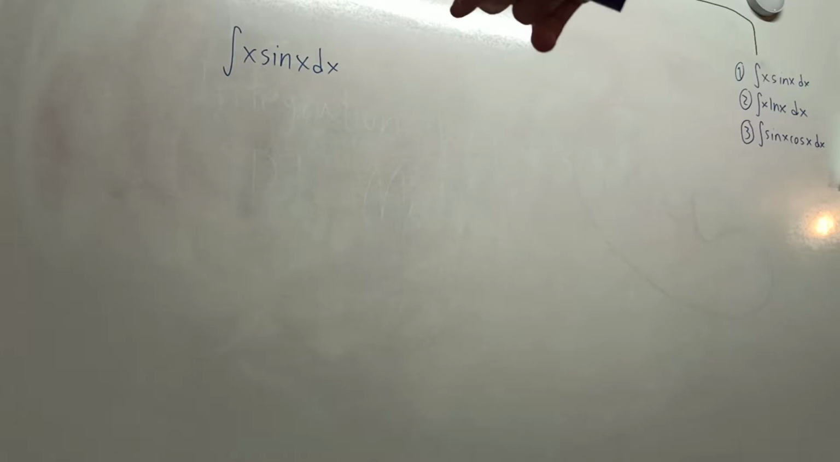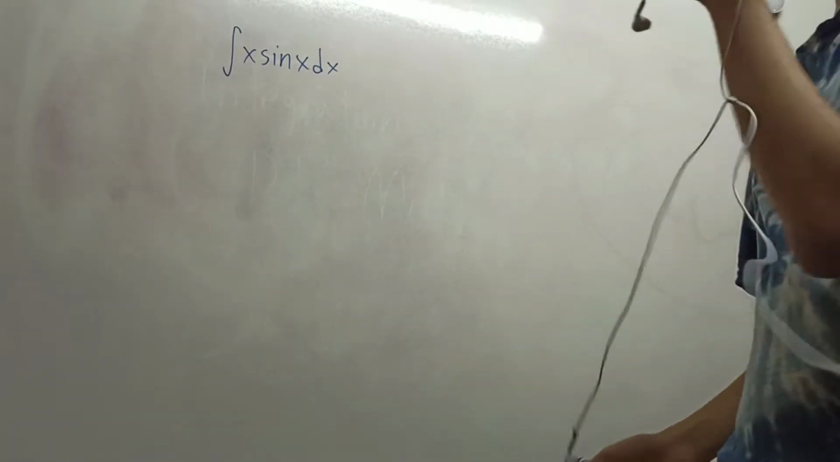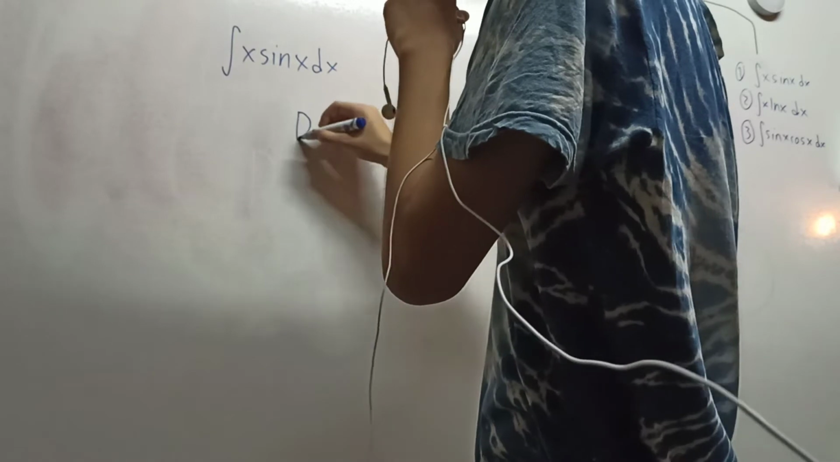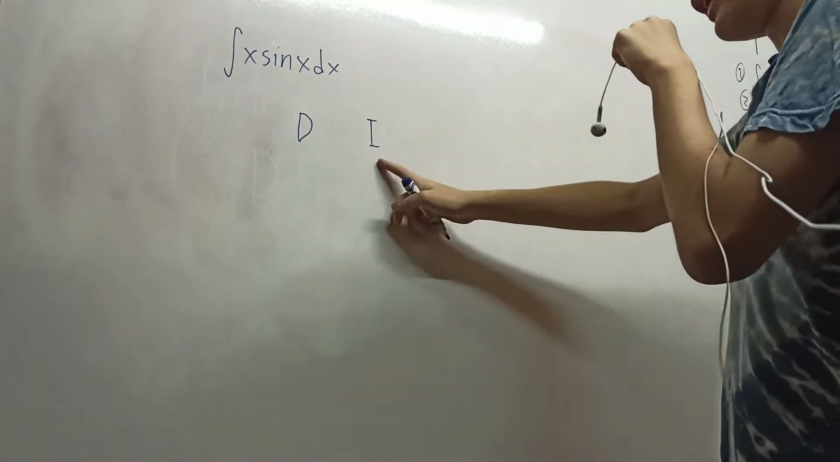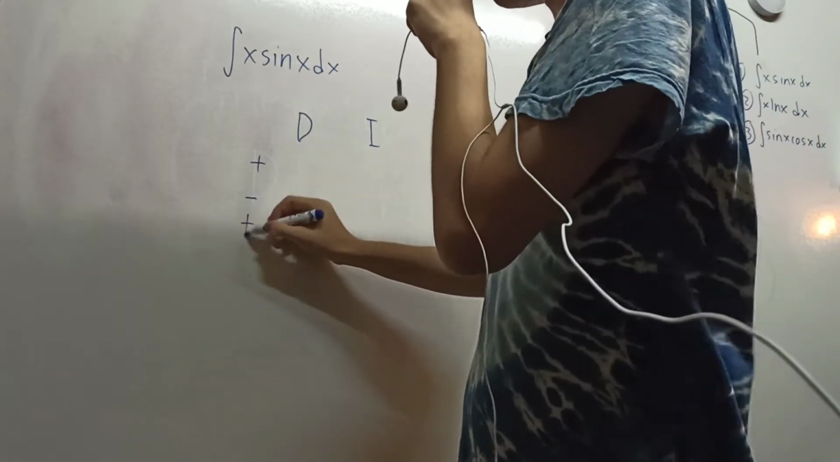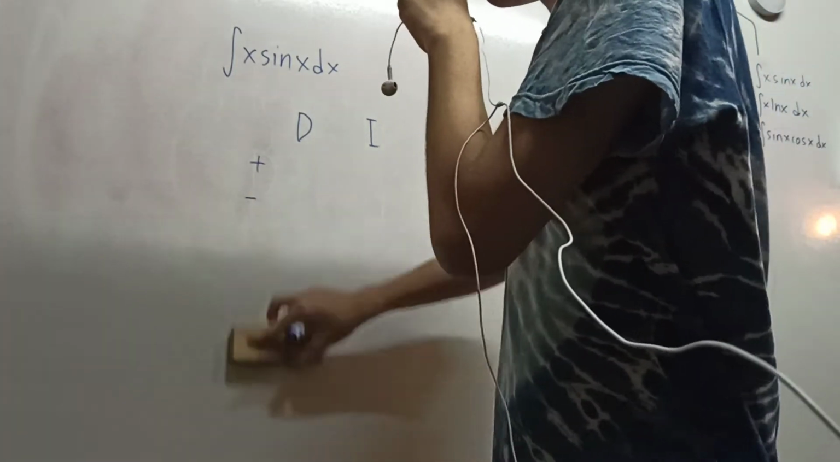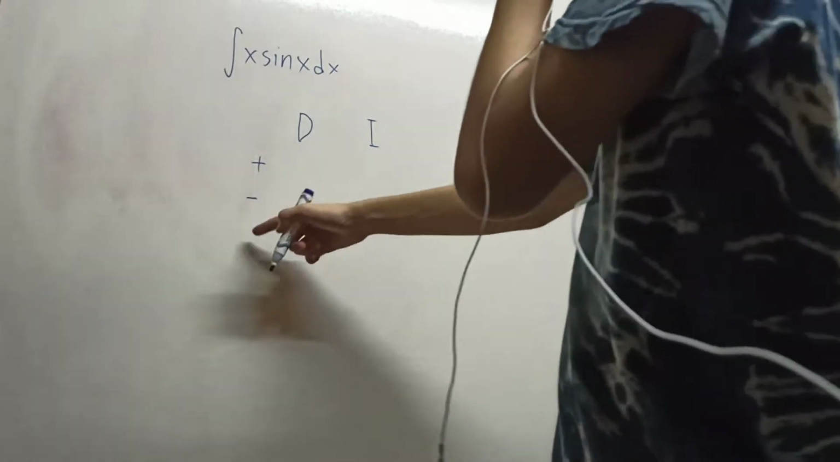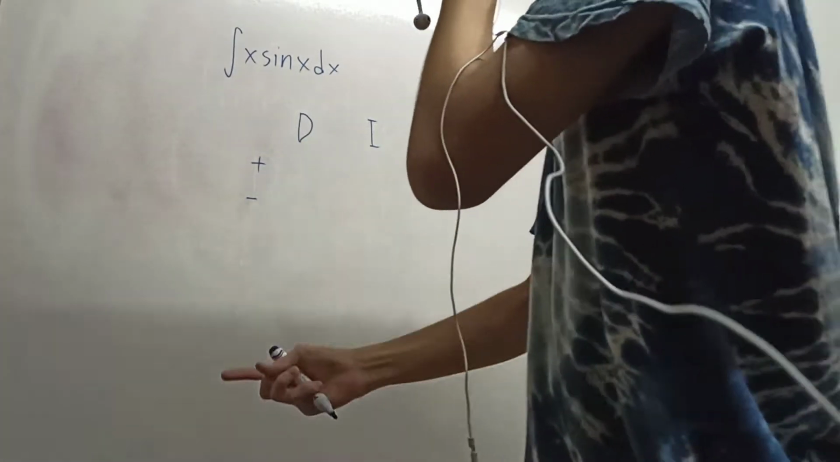The integral of x sine x dx. So how do we integrate this? By parts. First of all, when we do the DI method, we want to draw a D and an I. D stands for differentiate and I stands for integrate. And also we have to do plus and minus and so on. It goes on forever actually, but it depends on how many times you differentiate and then you write more as you continue on. You can only write 2 for the starting, or you can write more if you want.